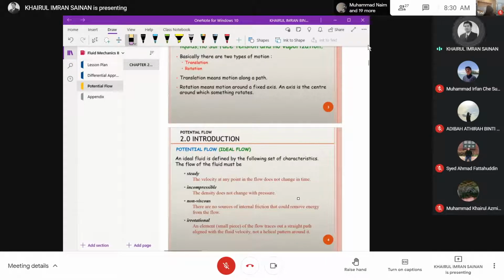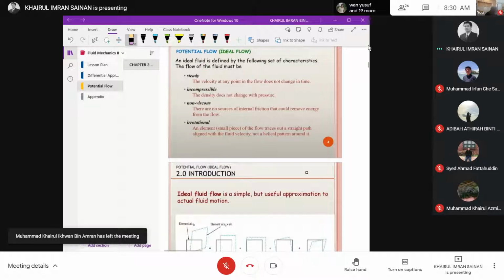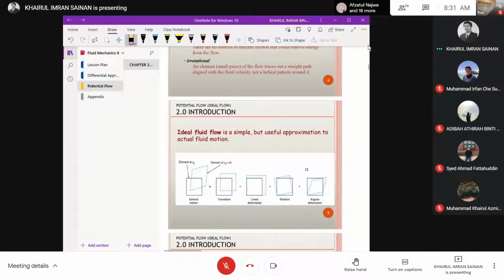So ideal flow, we can also characterize as steady, meaning there is no change in time, and incompressible, when the density does not change with pressure, non-viscous, and irrotational. Non-viscous means no shearing stresses. Irrotational, later I'm going to explain what is irrotational and rotational. I'm going to draw you a figure for you to better understand those terms. Okay, so these are the fluid motions.